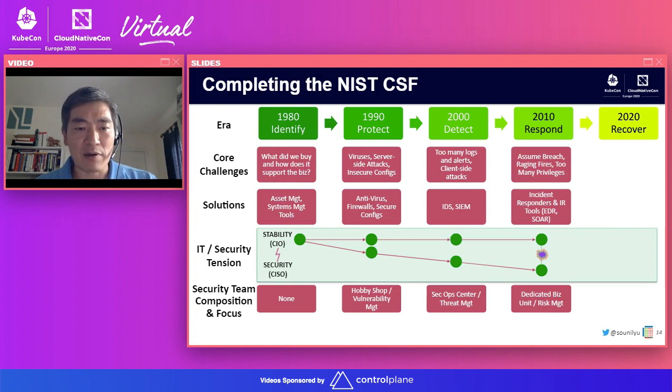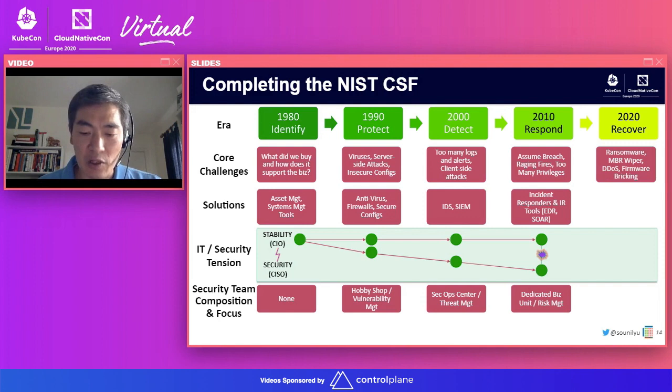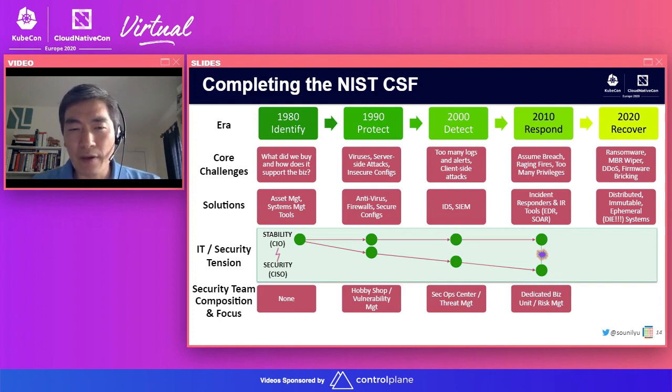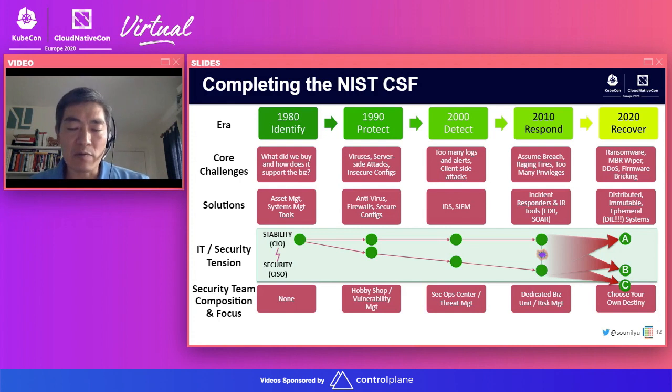Now, to wrap up the NIST cybersecurity framework that we talked about earlier, let's look at what happens in the 2020s. In the 2020s, as I mentioned, the core challenge is we're going to face recovery-oriented attacks, basically attacks that prevent us from being able to recover. The solutions that we have will be basically things that align against the DIE Triad. Now, when it comes to IT and security, the tension, I think, will get resolved. But we have an option. I think we may end up with different outcomes based on where the pull is.